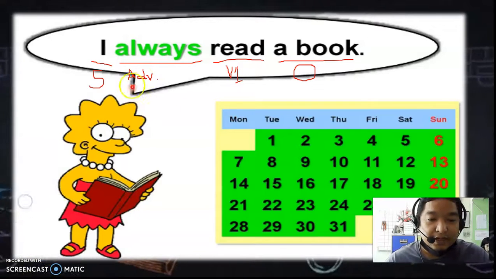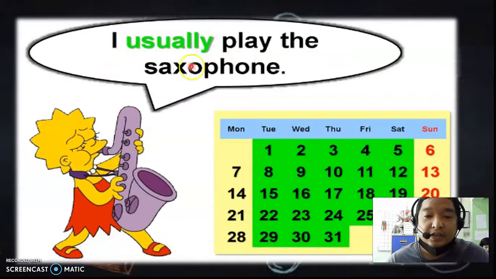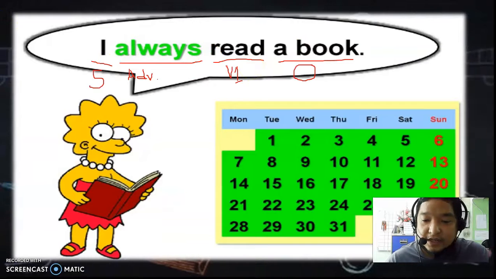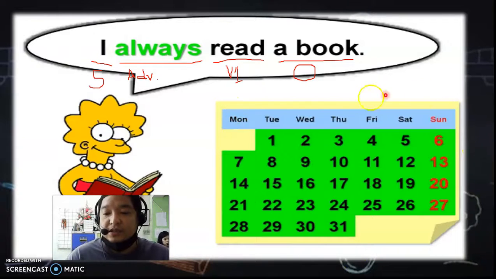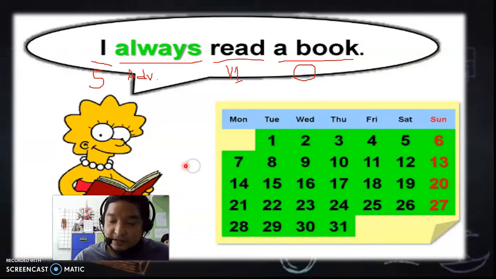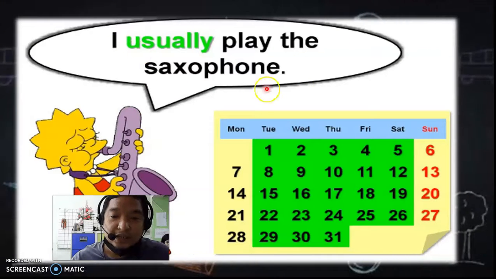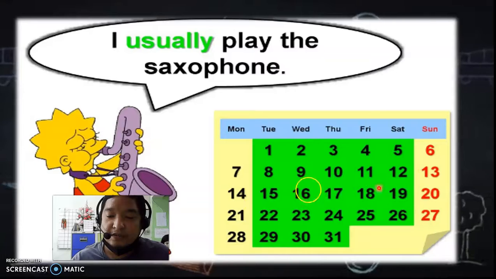All right. So another example in our lesson is: I usually play the saxophone. Oh, let me go back again. Always means you're doing the action every day. Like this one, in 1 month, the color green is everywhere, meaning you always do the action. Another example, I usually play the saxophone. See the color green on the calendar. So it's almost every day.